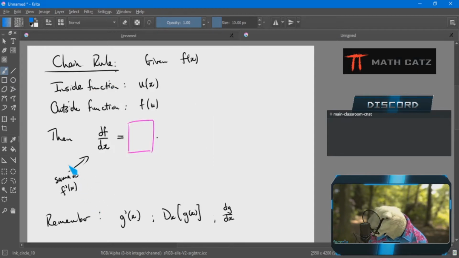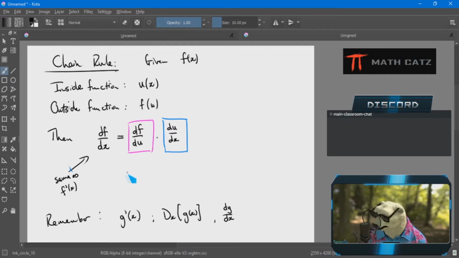I picked the color, now there we go. And I'm going to multiply that with a blue part. It's going to be two things multiplied together. The first thing is going to be the derivative of the function with respect to the inside function as a variable. The second part is going to be the derivative of the inside function with respect to the original independent variable. Now this looks much worse than it is, perhaps.